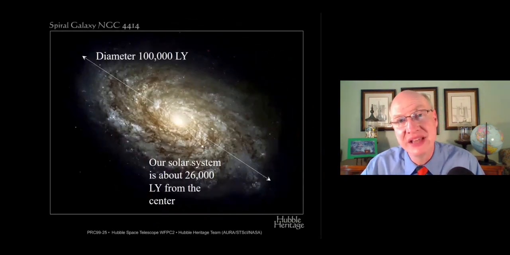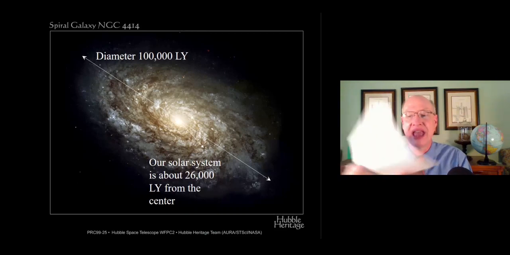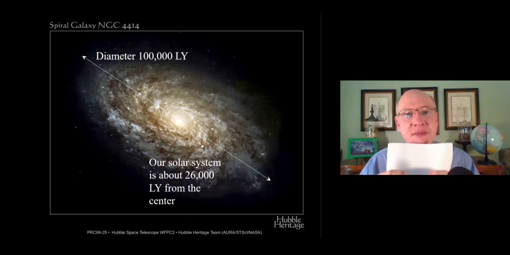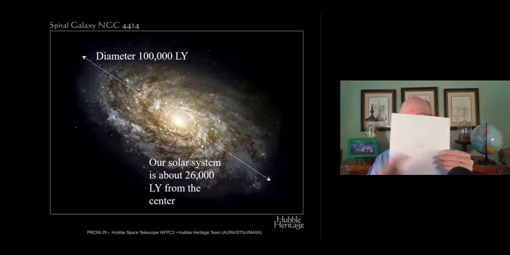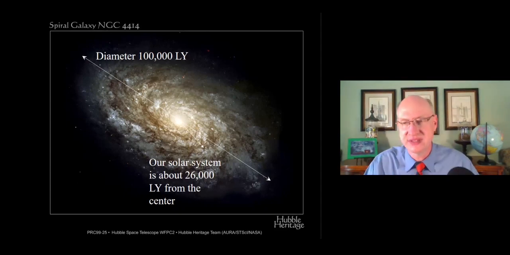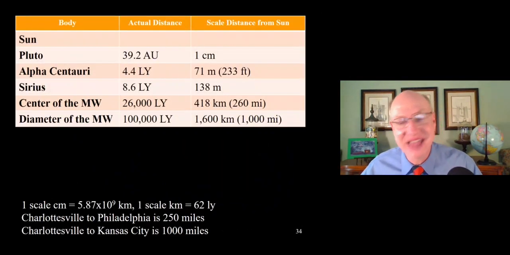So how big is the Milky Way galaxy? On our scale model, where our whole solar system has a radius of 1 centimeter, where the distance from the sun to Pluto is 1 centimeter across, on that scale model, our Milky Way galaxy is about 1,000 miles across, and we live about 260 miles from the center of the galaxy.